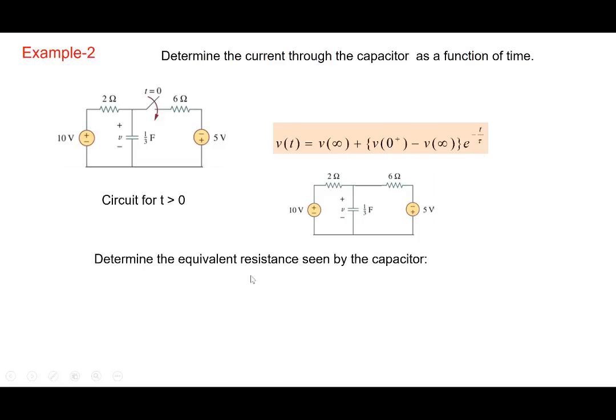Okay, so we have to find out what is the resistance seen by this particular capacitor here, right? So we remove the capacitor here, and we have to find out what is the resistance between these two nodes. And to do that, we remove all the independent sources, we short it here. And we look at what is the net resistance between these two nodes. So we see that is 2 ohms in parallel with 6 ohms.